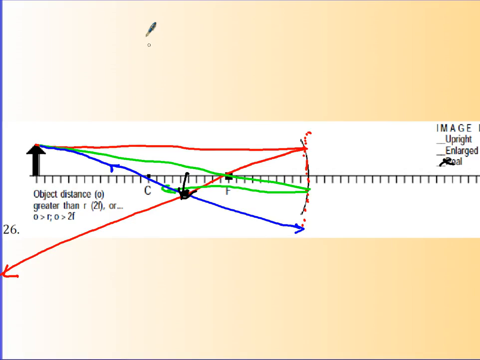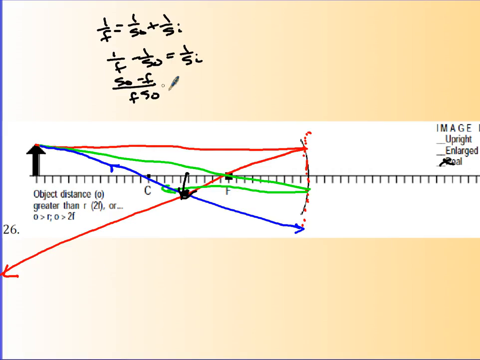Now let's see if that makes sense. 1 over f is 1 over SO plus 1 over SI. So I'm going to solve this for SI. So 1 over f minus 1 over SO is 1 over SI. I'm going to get a common denominator of f, SO minus f. So your image distance is f, SO divided by SO minus f. So if my object is further than my focus, indeed, I should have a positive image.